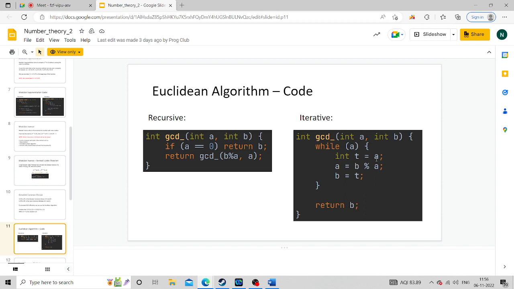Okay, and in the iterative version we are also doing the exact same process. We are iterating till A is greater than 0. We are replacing A with B mod A and B with A. See, this is what we are doing exactly over here. And the moment we get A to be equal to 0, that is our GCD. Okay, is this clear?